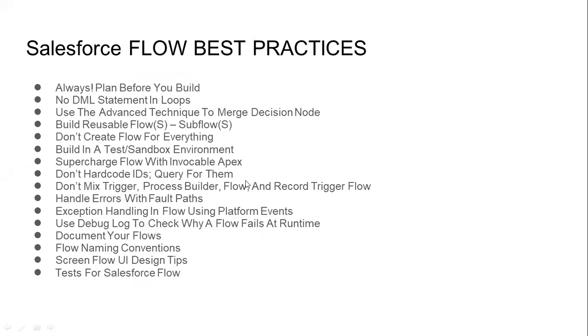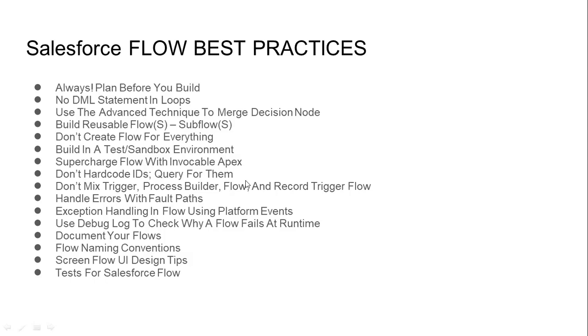Next is again the same, we shouldn't have multiple automations on the same object. You can now create custom errors in the flows itself, and you can do the handling with the fault path. Use that. Also, as I was talking about exception handling, you can use platform events. You can fire a platform event, and on that platform event, you can have your error logs captured. You can also create debug logs to figure out the error.